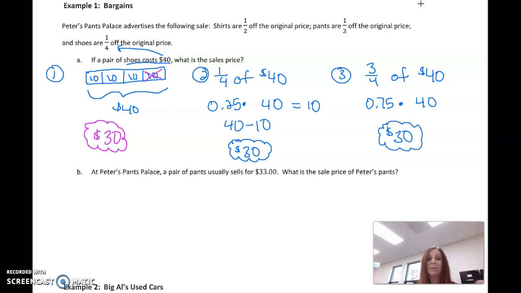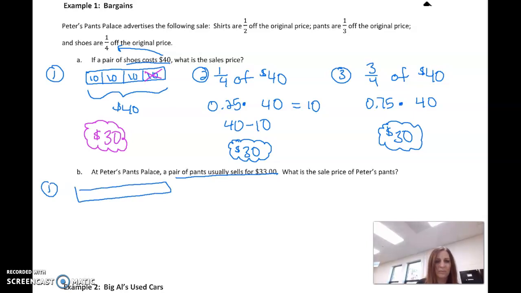That's what you're paying. Okay, so let's look at another example here. Again, at Pete's Pants Palace, we're talking about pants now that sell for $33. What is the sale price? So the first one, you should just do a shape, right? All right, but there's the whole thing. That's all $33. That's how much a pair of pants costs.